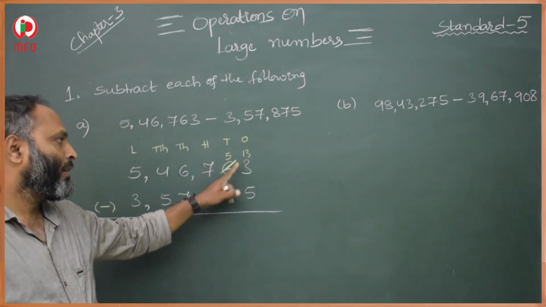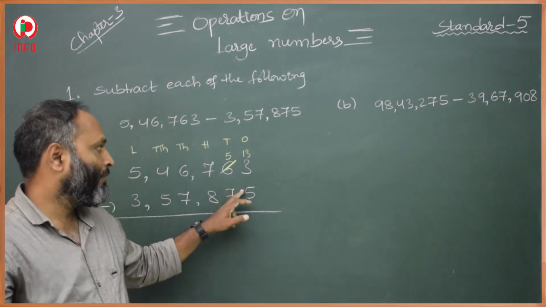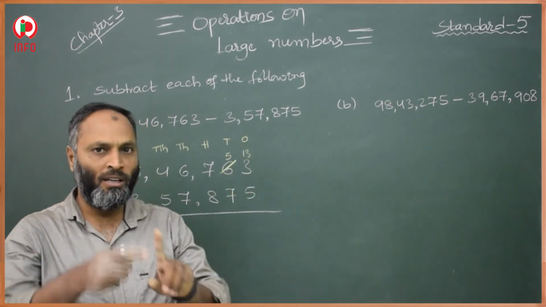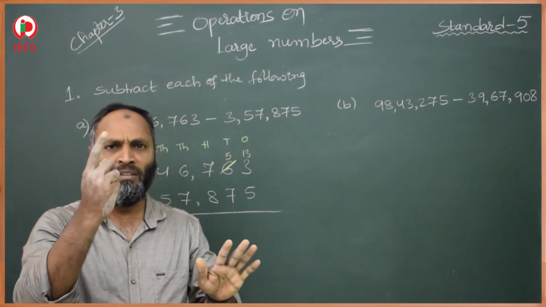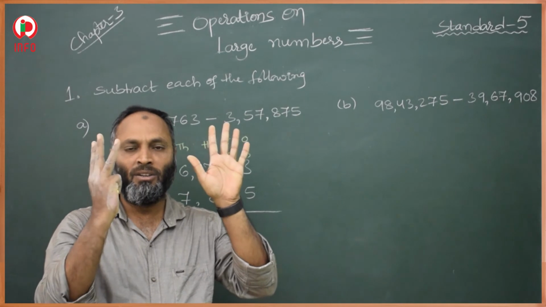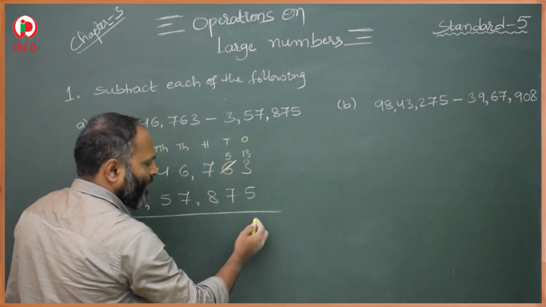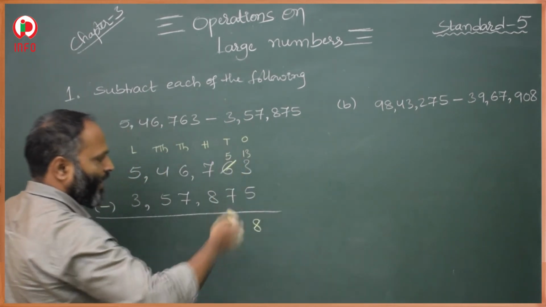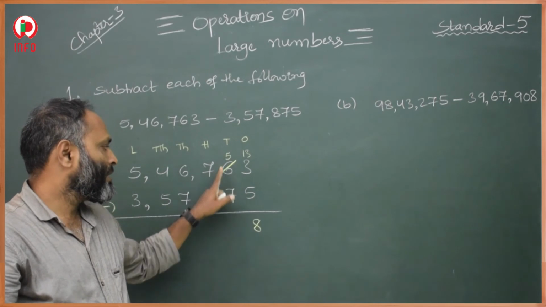So 3 becomes 13 and 6 becomes 5. 13 and 5. Then from 13 we have to make minus 5. From 5 to 13 we have to count. 6, 7, 8, 9, 10, 11, 12, 13. Total 8. Means 13 minus 5 is 8.